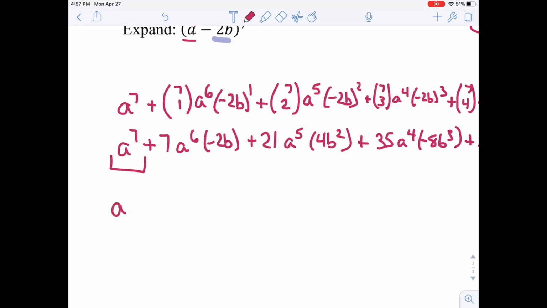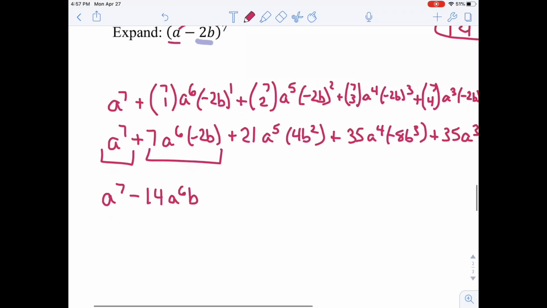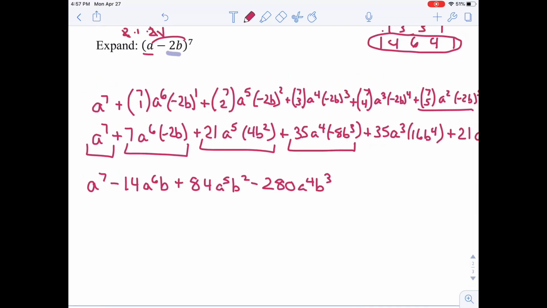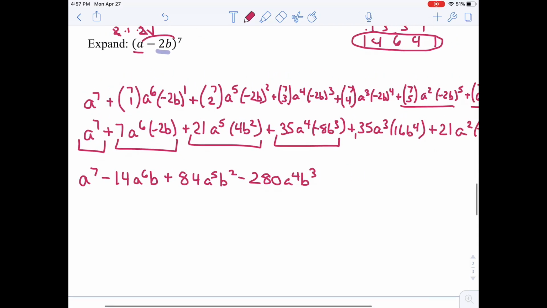So this is the expression we left there. Now all we've got to do is go back and simplify. Look at the first term: it's a to the 7th. Next term, 7 times negative 2, so negative 14, a to the 6th, b. We go to our next term, 21 times 4, so that's 84, a to the 5th, b squared. Then we got 35 times negative 8, that's negative 280, a to the 4th, b to the 3rd.